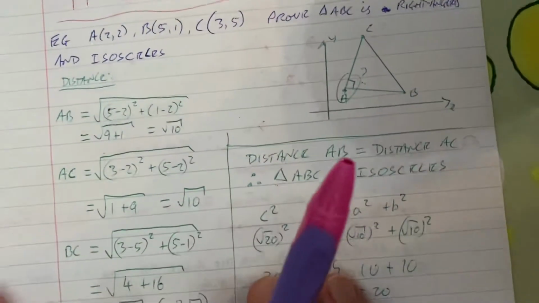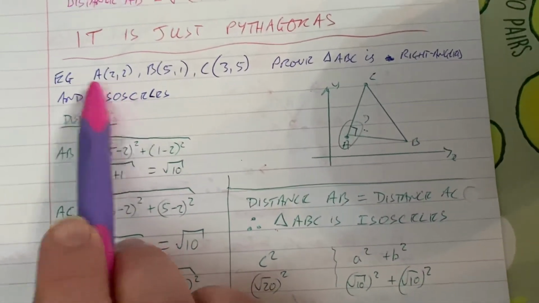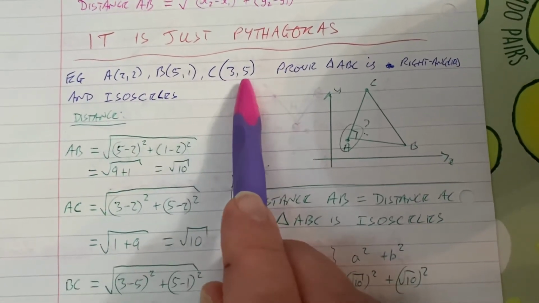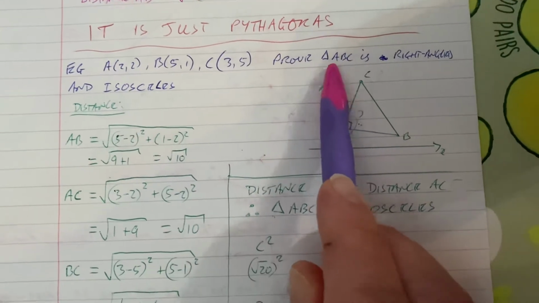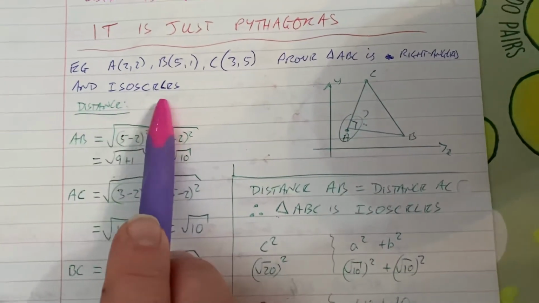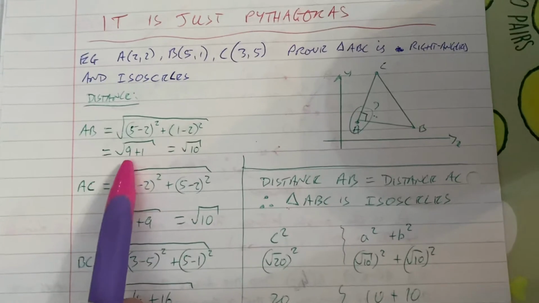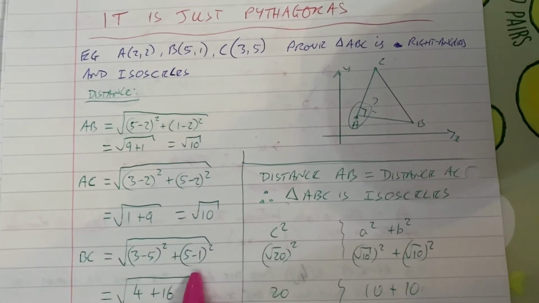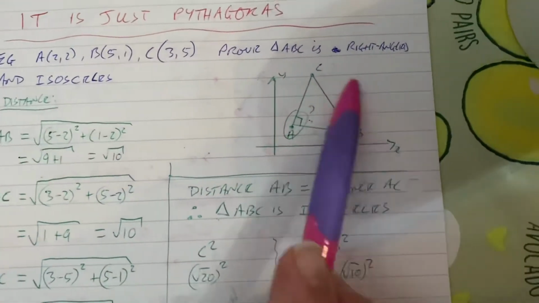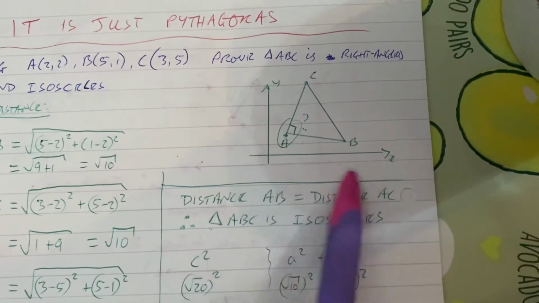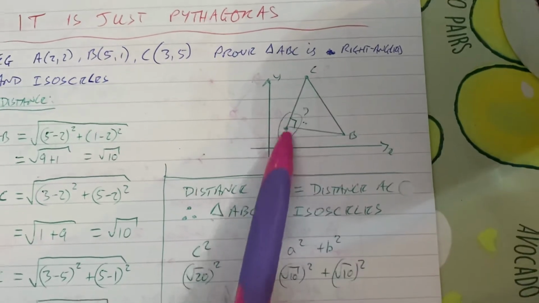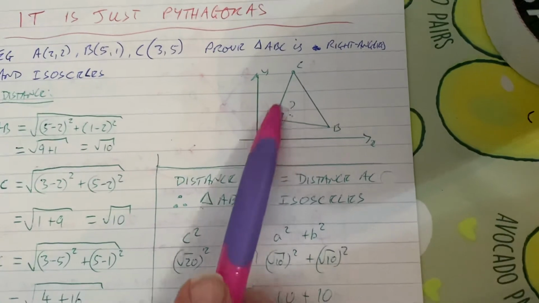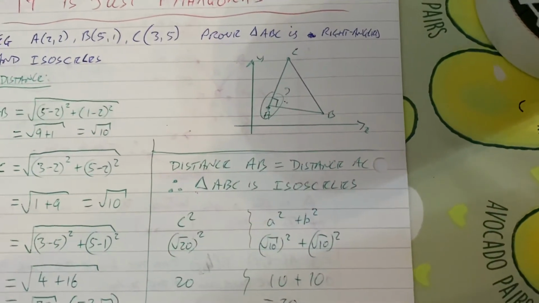So having a quick look at some of these. A is (2, 2), B is (5, 1), C is (3, 5). Prove triangle ABC is right angled and isosceles. So what we're going to do is work out the distance AB, the distance AC, and the distance BC. I would always do a wee doodle, a wee quick one. You may notice there's no numbers, I've just kind of guessed. So I can see it's not quite right angled in my drawing, but we can see that's looking like the right angle. So that's the one we've got to look at.